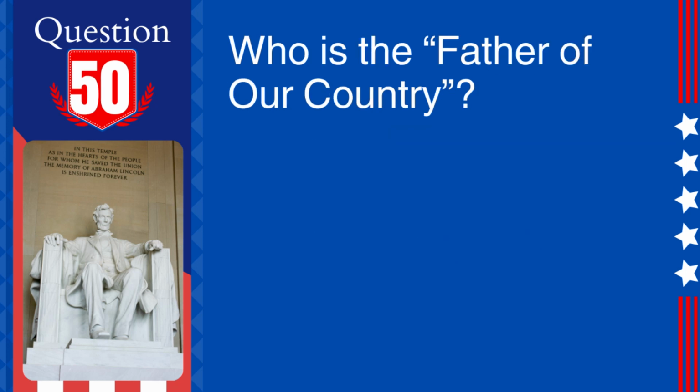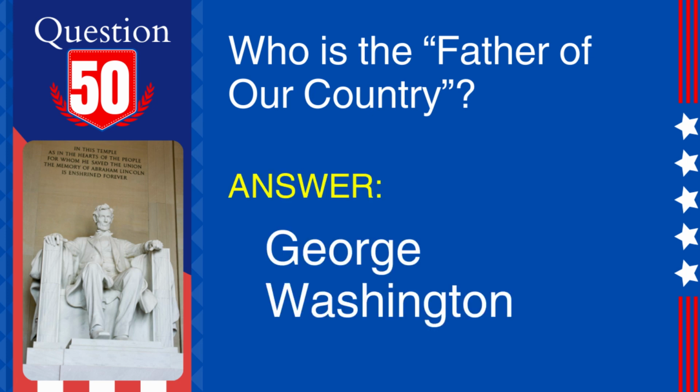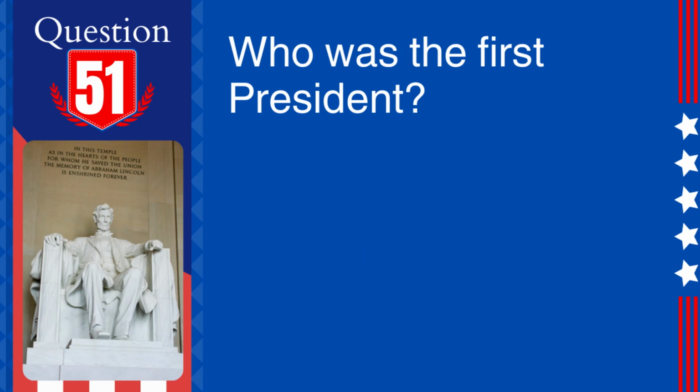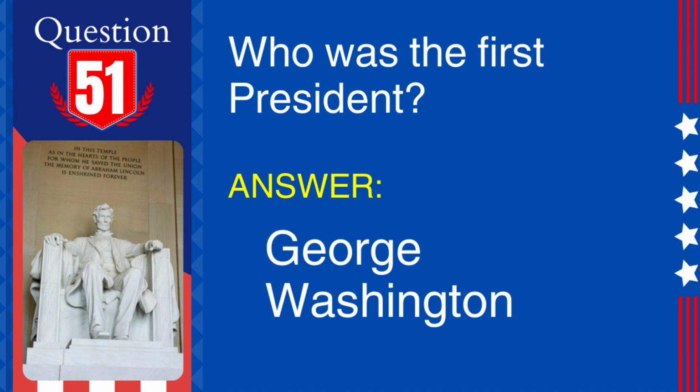50. Question. Who is the father of our country? Answer. George Washington. Explanation. George Washington is often referred to as the father of our country for his leadership during the American Revolution and as the first president of the United States. 51. Question. Who was the first president? Answer. George Washington. Explanation. George Washington served as the first president of the United States from 1789 to 1797.